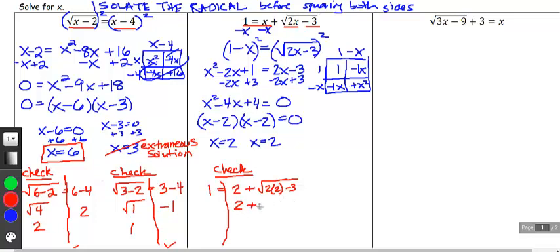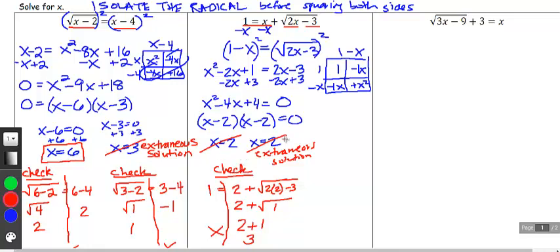So let's see, we still have our 2 plus the square root. Inside of here, 2 times 2 is 4, minus 3 is 1. And now let's take the square root of 1 to get 1. 2 plus 1 is 3. That does not work, does it? This is an extraneous solution. And they match, right? These are both the same extraneous solution.